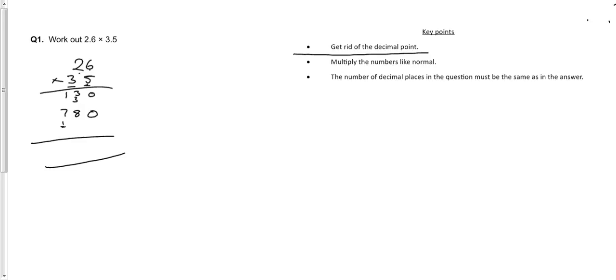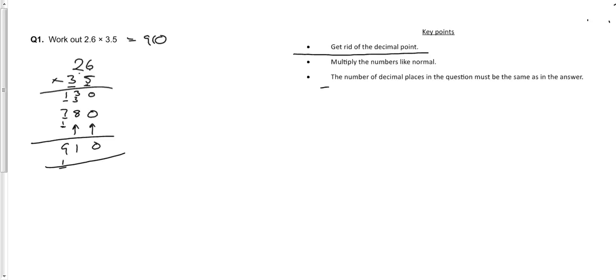What we then do is we add them. So if we add the right-hand column, that is going to be 0. This column is 11, so that's 1, carry the 1. Then we've got the 1, the 7, and this carried over 1, which makes 9. So 2.6 times 3.5, we don't know yet, but we do know that 26 times 35 equals 910.